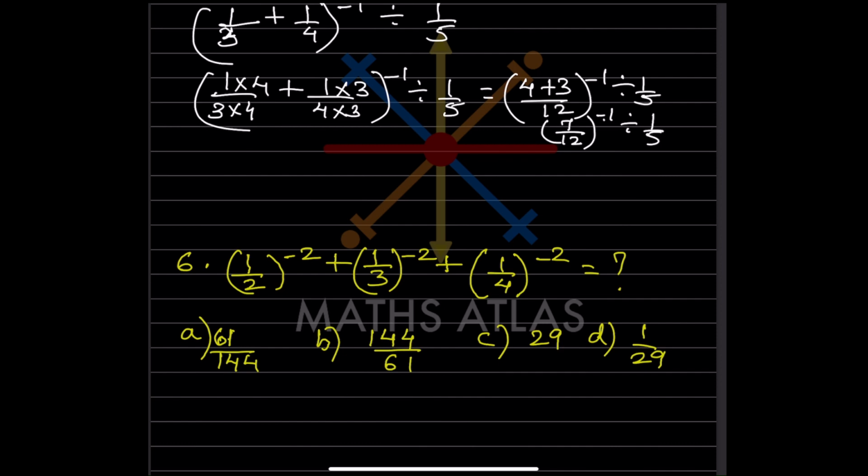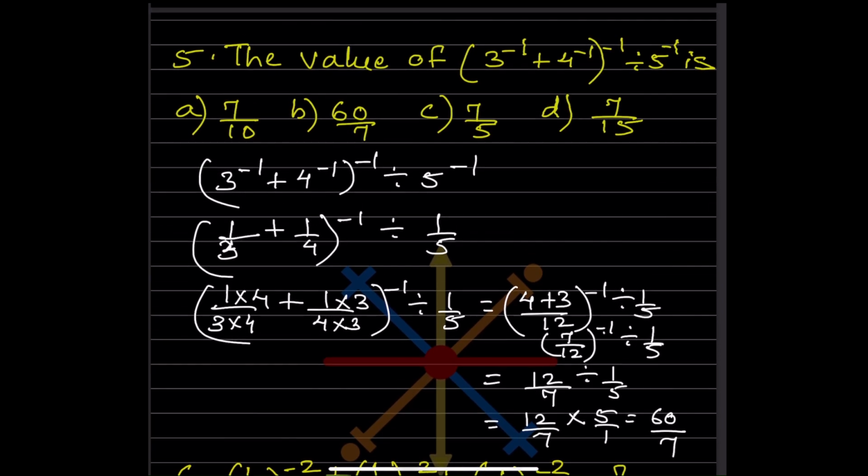So this is going to be 12 by 7, because the exponent is negative, divided by 1 by 5. So this is going to be 12 by 7. Now this division will become multiplication, so this will get flipped over. So that will be 60 by 7. So where is the option here? 60 by 7. This is the B option.